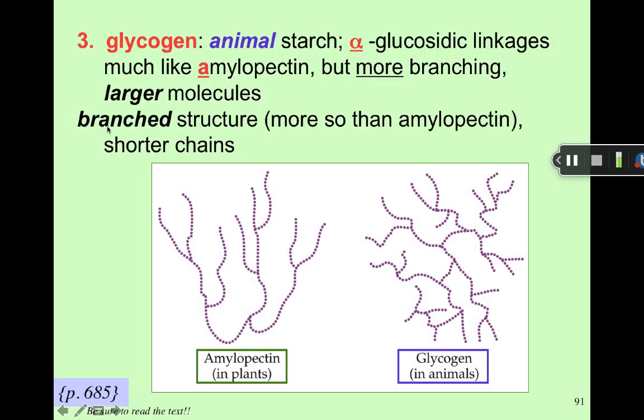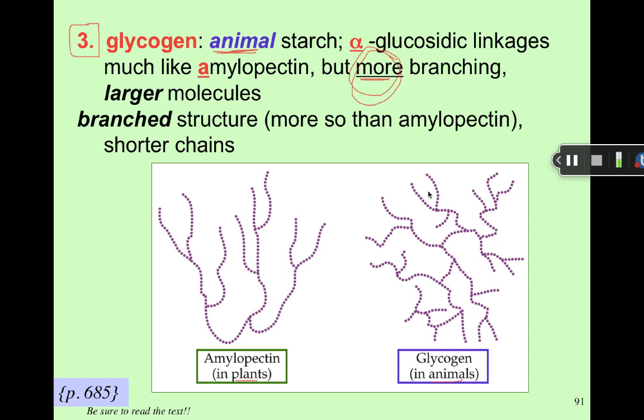Okay, polysaccharide number 3 is glycogen. Glycogen is an animal starch. The previous two were plant products. And animal starch is going to have almost the same things as amylopectin, but it's got more branching. If you look at these two figures from the textbook, I think they're the most informative. They look kind of like plant structures to my thinking. But the one on the left is the one from plants. It's called amylopectin. But in animals, glycogen has much more branching.